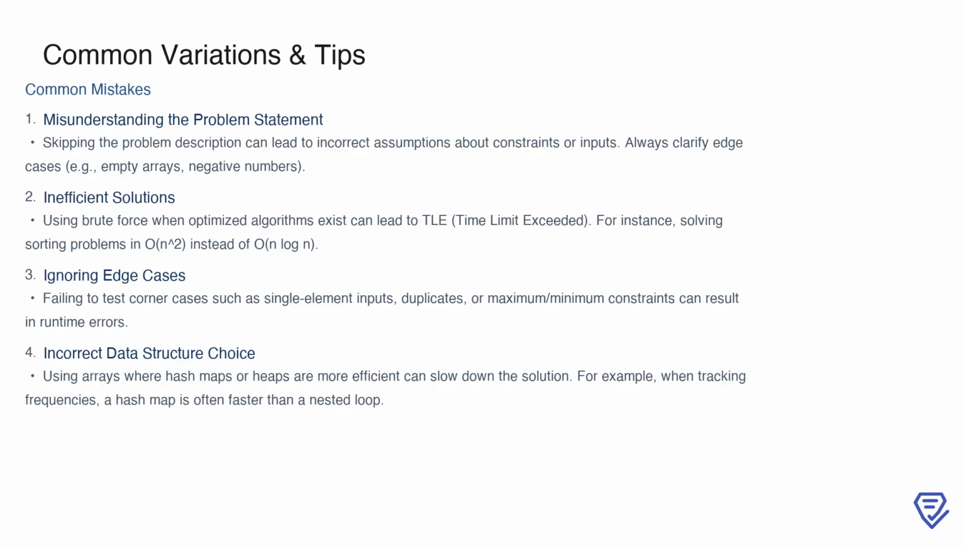Lastly, choosing the wrong data structure for the task can significantly impact performance. For instance, using an array to track frequencies may lead to unnecessary nested loops, whereas a hash map could accomplish the same task more efficiently. Being mindful of these mistakes can save time and frustration in the long run.